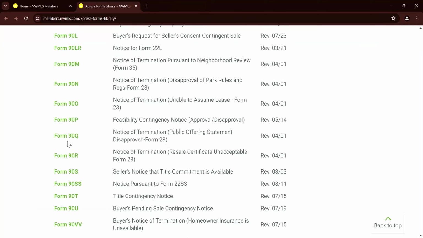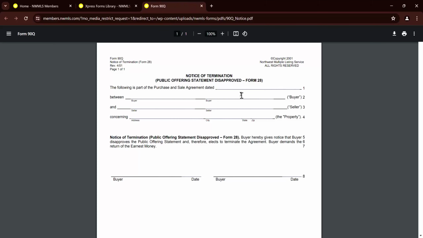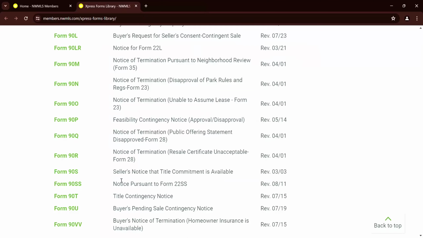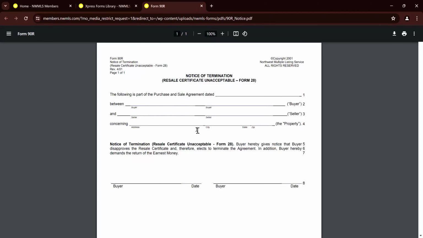90Q, this is the notice of termination. The public offering statement is disapproved for Form 28. That's a condo purchase and sale agreement. That's where the buyers reviewed the public offering statement and they're terminating based on that review. 90R, notice of termination. The resale certificate is unacceptable. This is a form for a Form 28. Obviously, that's the same thing, the condo. So now this one is they're disapproving the resale certificate and backing out.